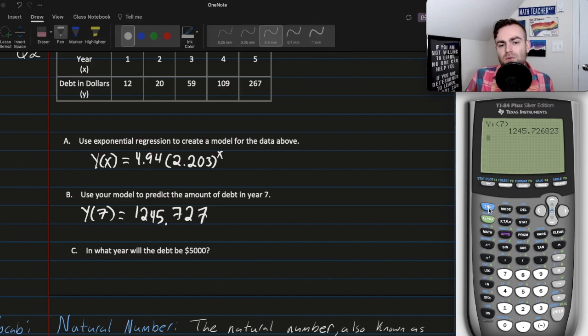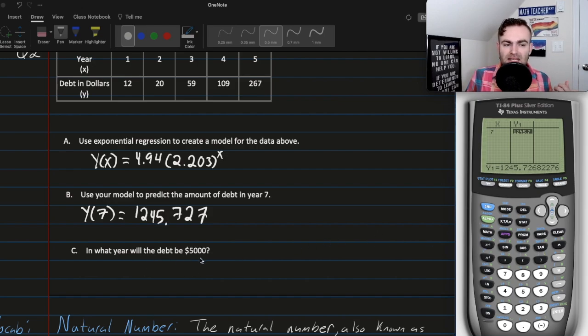First thing we're going to do is go to table set, and we want our independent to be ask. We can go to the table, and then we can put in 7 for x, and we get that value for y. So perfect. Two ways to do it. Always nice to have more than one way.